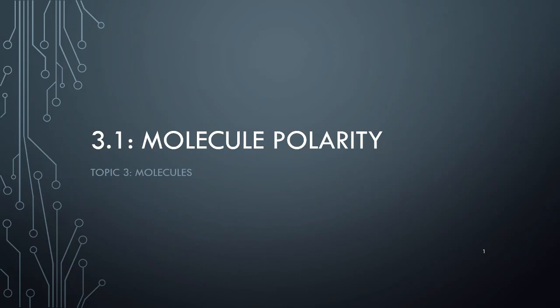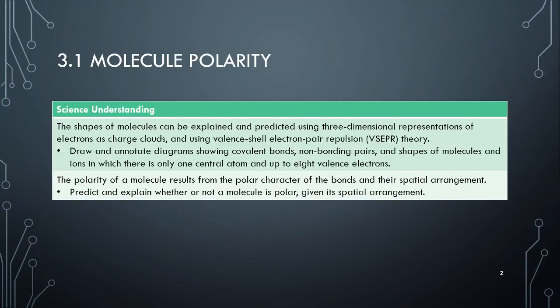Alright, welcome to the first video of topic 3, molecules. 3.1 is molecule polarity. Let's look at the content. Now in this video, we'll be looking at the first box there. So the shapes of molecules can be explained and predicted using three-dimensional representation of electrons as charged clouds and using valence shell electron pair repulsion theory.